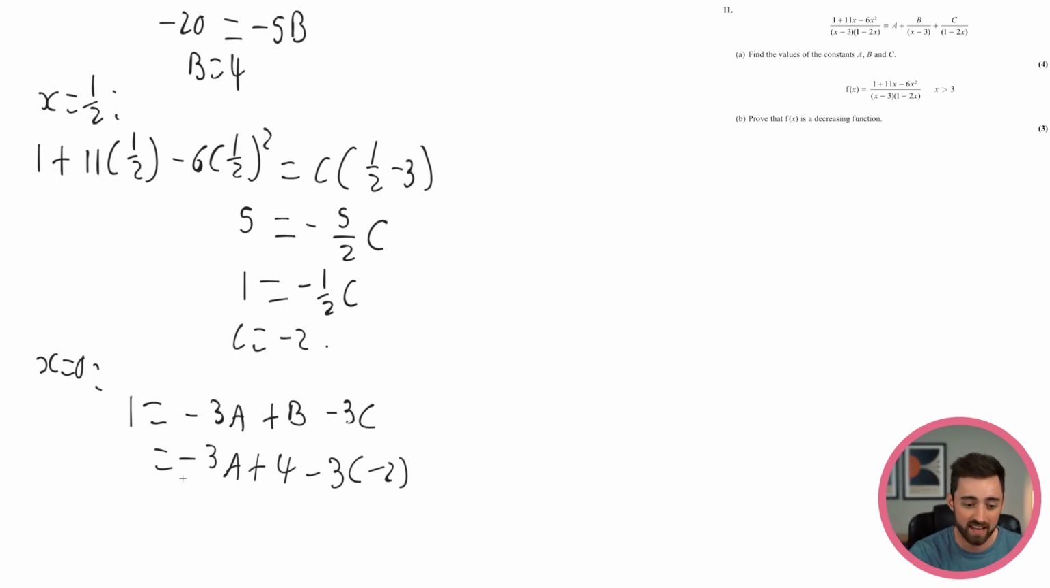Simple equation, okay? Let's take the 3a to this side. Let's take the 1 to that side. So 3a is going to equal 4, and then minus 3 times minus 2 is plus 6. Bring this one over, minus 1. 4 plus 6 minus 1 is 9.